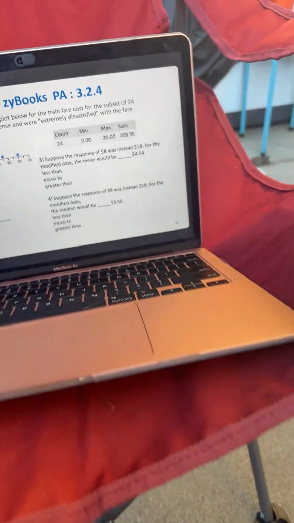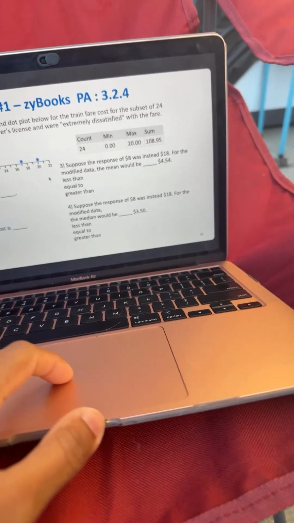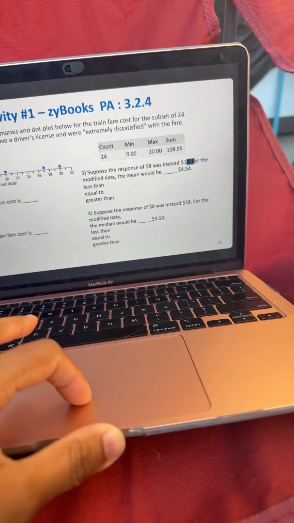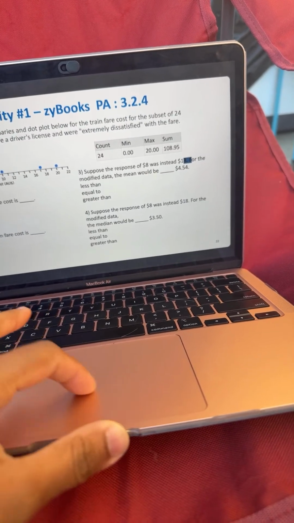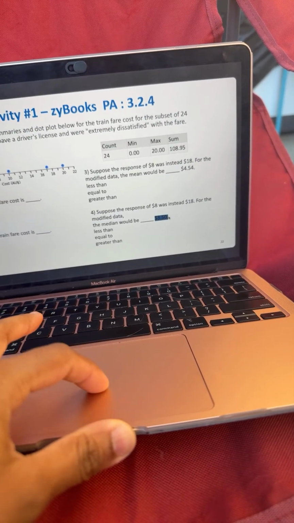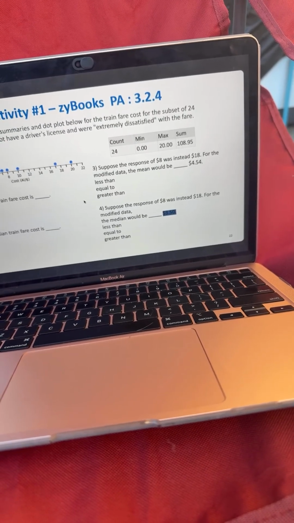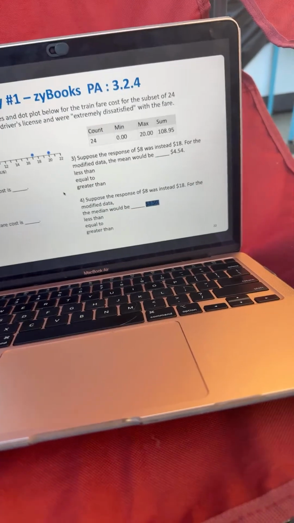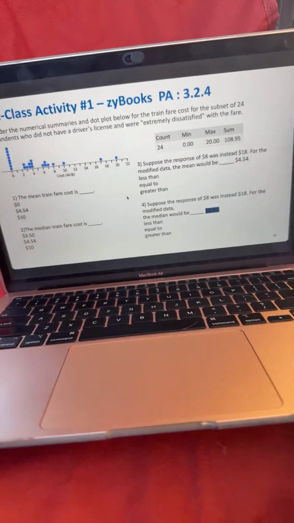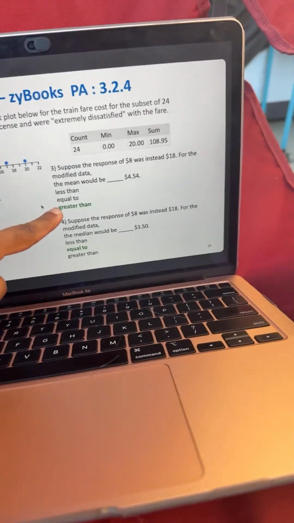Suppose the response of $8 was instead $18 for the modified data. The mean would be, well, it has to be greater than, right? Because you're increasing the sum. And suppose the response of $8 was instead $18 for the modified data. The median would be 3.5? Let's see. Instead of 8 it would be 18, right? But that doesn't matter, so I think it'd be equal to. So let's see. All right, 4.54, 2.5, greater than, equal to.